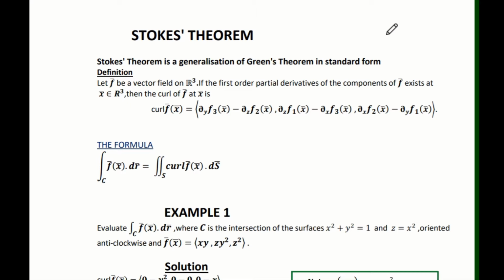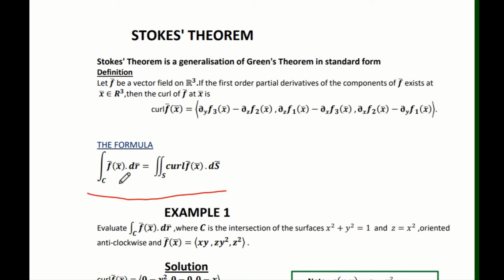So today I'm going to be going through Stokes' Theorem. Stokes' Theorem is the generalized version of Green's theorem in standard form. While Green's theorem helps us solve integrals in 2D, with Stokes' theorem we can solve problems in 3D. So Stokes' theorem is the extended version of Green's theorem into 3D. You can think of it that way. And this is the formula for Stokes' theorem.